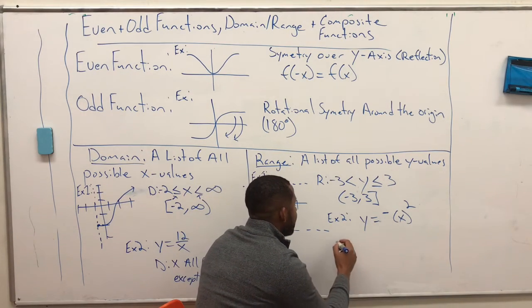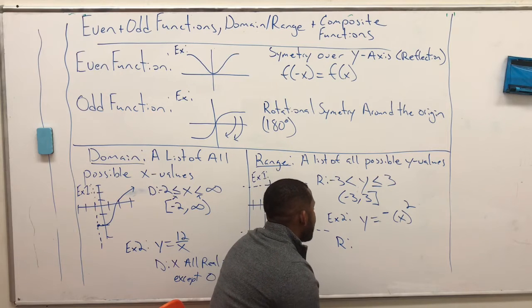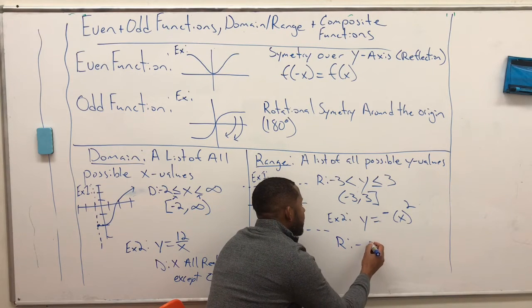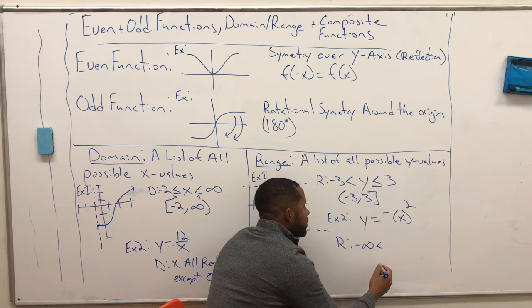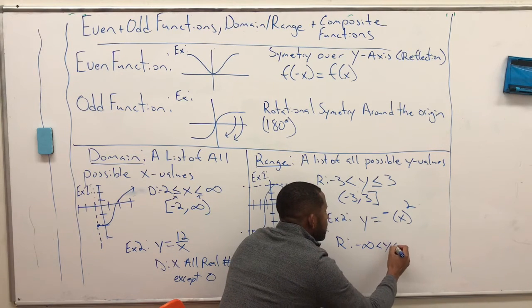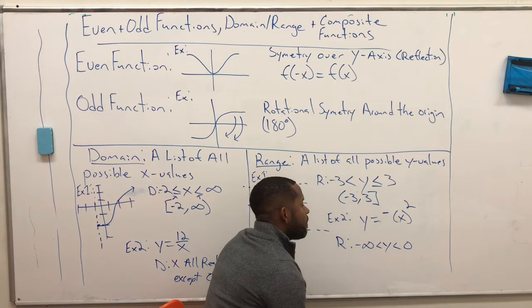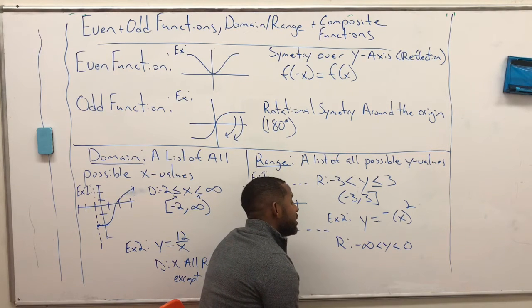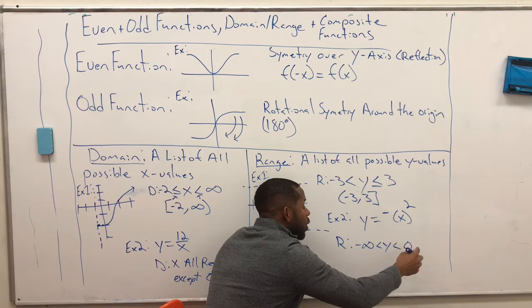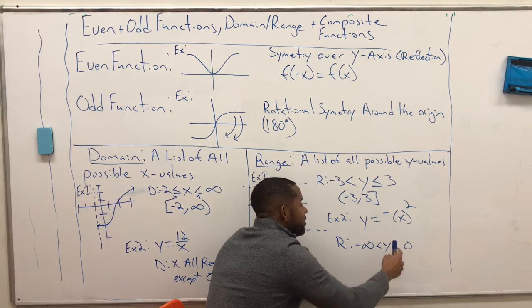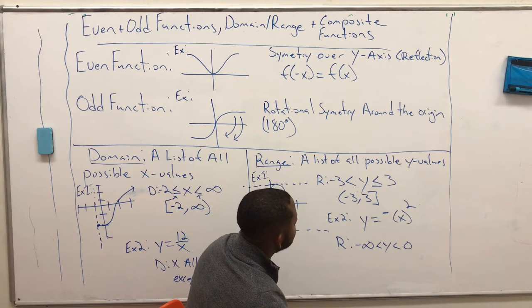So I could say for my range that y is anywhere from negative infinity, right, all the negative numbers, to 0. But is 0 included? No. I don't want it to be included because I could have negative 0.000001, but it can't be 0 because 0 is not a negative number. Wait. Actually it is 0. 0 is included.